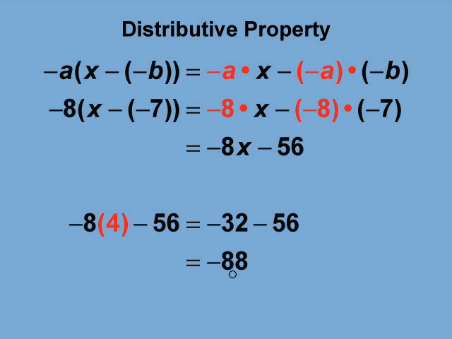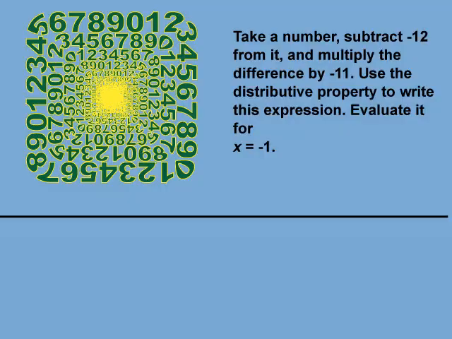Let's look at another example. Take a number, subtract -12 from it, and multiply the difference by -11. Use the distributive property to write this expression. Evaluate it for x equals -1. This is another example of converting words into an algebraic expression. Let's start with this part. Take a number, subtract -12 from it.